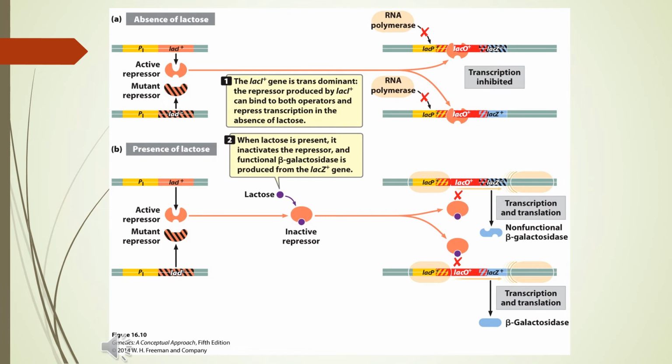Why? Because in the presence of lactose, the active repressor got inactivated. So this is how the lac operon works in the presence and absence of lactose when some of the regions of the gene get mutated.